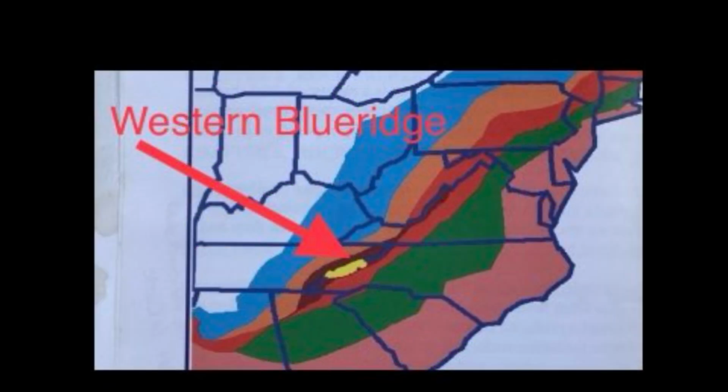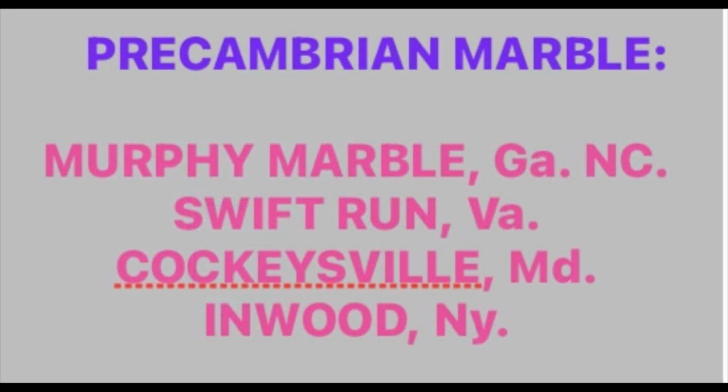And this map shows you the Western Blue Ridge Province. It's the bright red area and the darker red and the yellow inside of this bright red area. The yellow, by the way, is Great Smoky Mountains National Park. Here are some local names of this marble that runs all up and down the eastern United States.